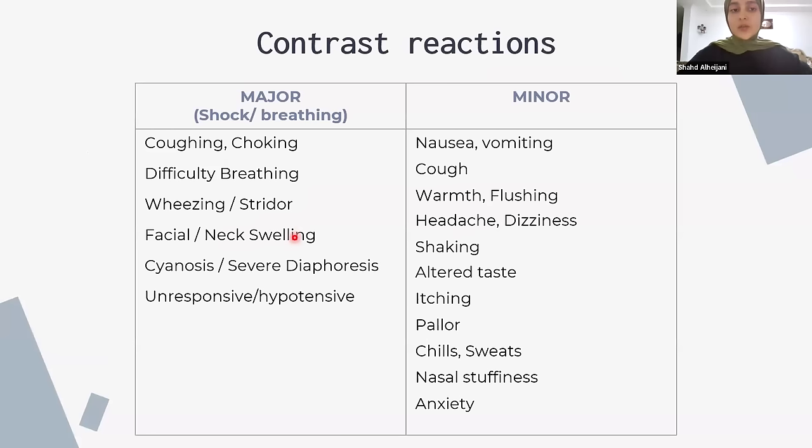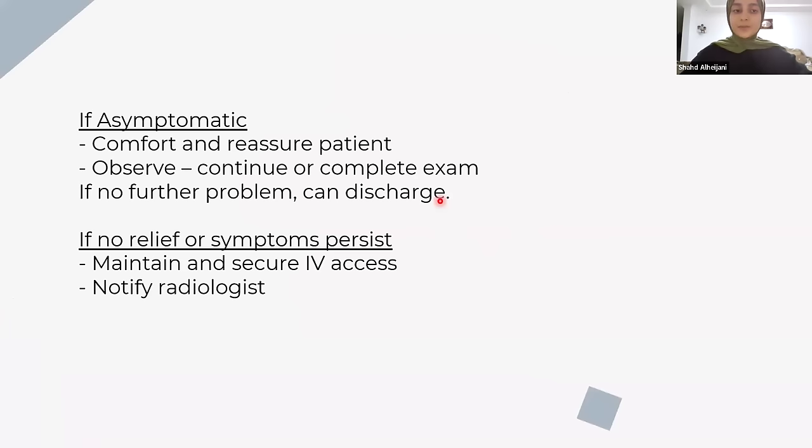Contrast reactions are divided into major reactions and minor reactions. So major reactions will be something like choking, difficulty breathing, wheezing, swelling, cyanosis, unresponsive. So you need to memorize those, because they may give you the patient's presentation and tell you that the patient is cyanotic and unresponsive. So is this a major reaction or a minor reaction? So make sure you know those. And for minor, you have nausea, vomiting, cough, itching, pallor, anxiety, nasal stuffiness. All those are minor reactions, not something affecting the patient majorly. So for the major and for the minor, you need to remember them very well. They may give you a question again and ask you, is this a major or minor reaction?